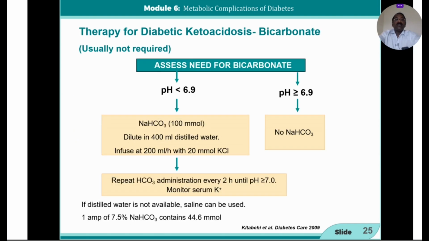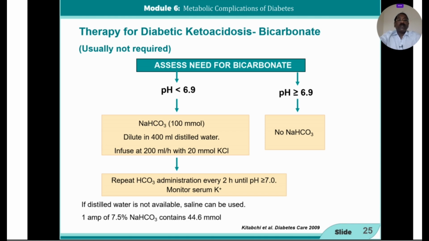So the bicarbonate. When the pH is more than 6.9, that is the most practical point, no bicarbonate. Just because the pH is less than 7.4, 7.3, 7.2, 7.1, don't give the bicarbonate. When it is less than 6.9, that means severe DKA. In mild and moderate DKA, no need of soda bicarbonate. Severe DKA means pH is less than 7.